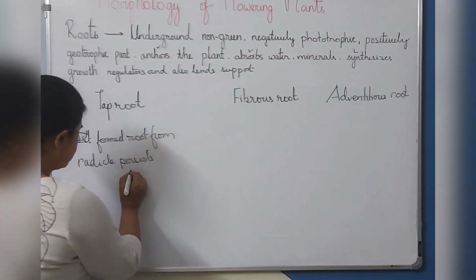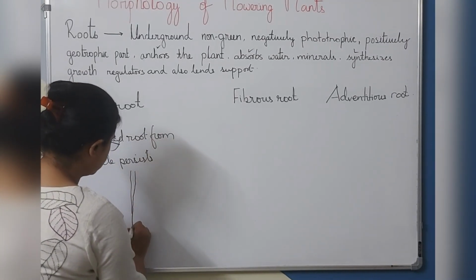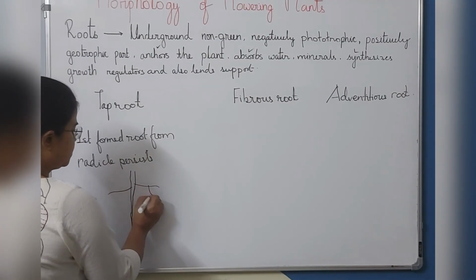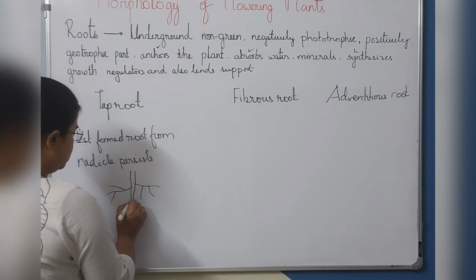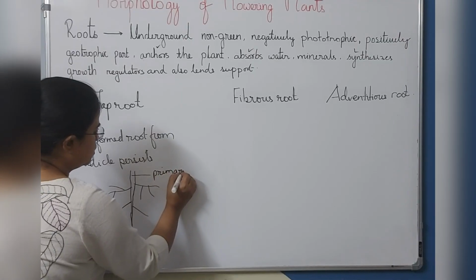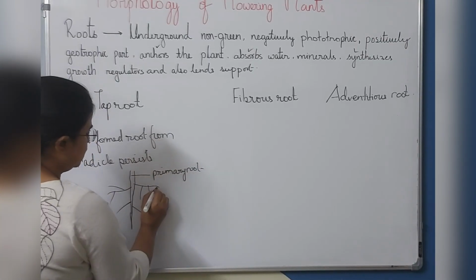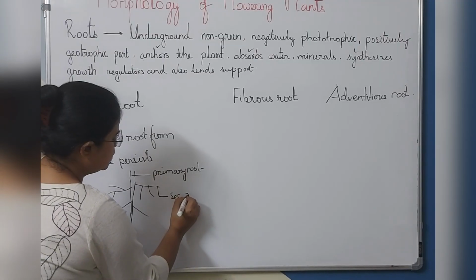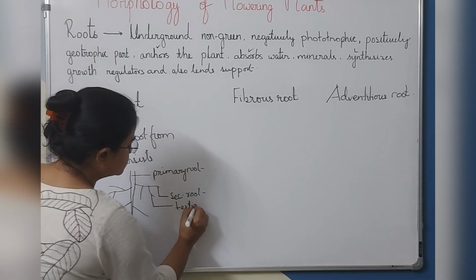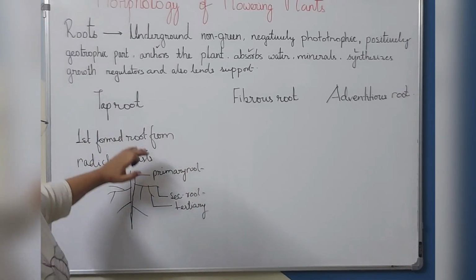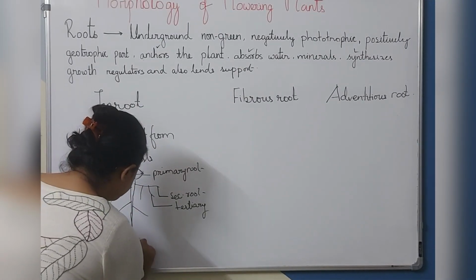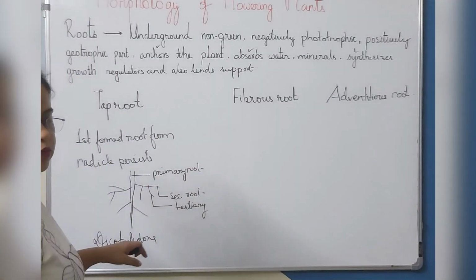It grows, and then this becomes the main root, and gradually it gives rise to branches. So this is the primary root. This is the secondary root, and these are the tertiary roots. This is taproot. Where do we see them? In dicotyledons, right? Most show this type of roots.